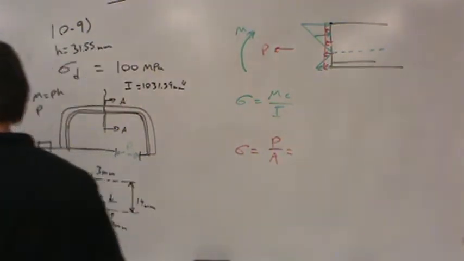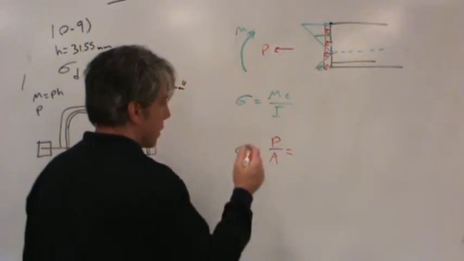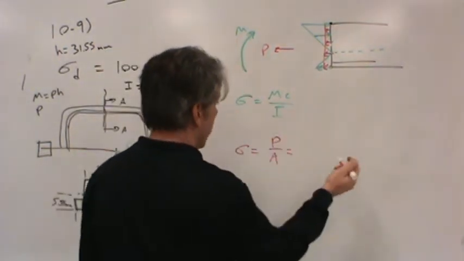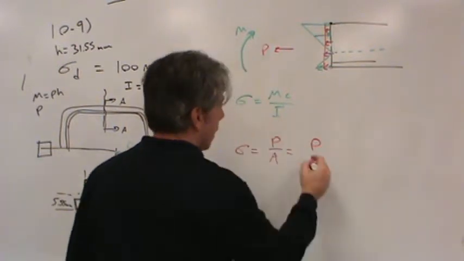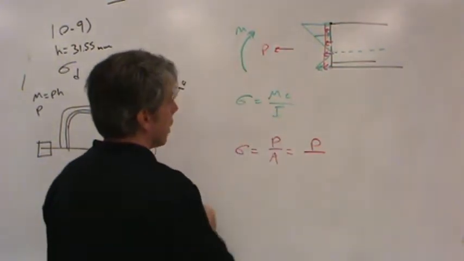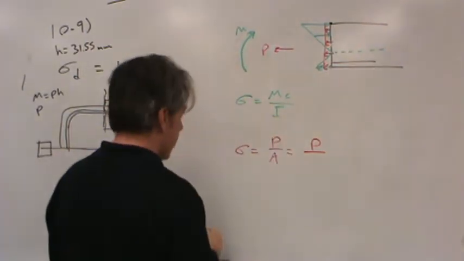We should have an area from the spreadsheet. Looks like it's 57 millimeters squared. I didn't write that down, but it's in the spreadsheet. So P is the externally applied load. Notice we don't know its magnitude, so we just have to write P over A. You know what, actually, let's do this.